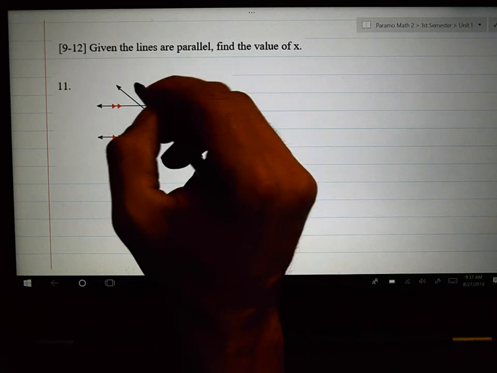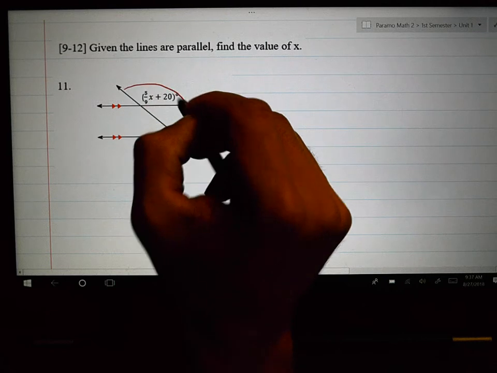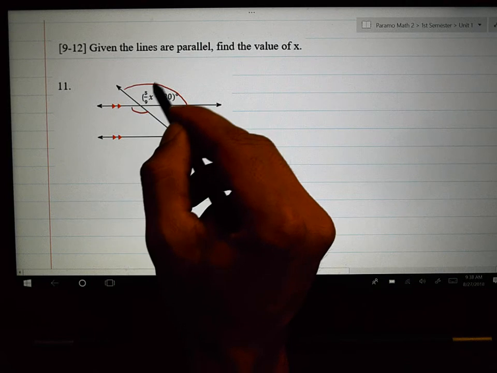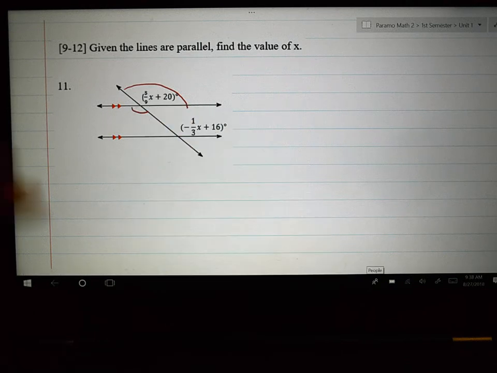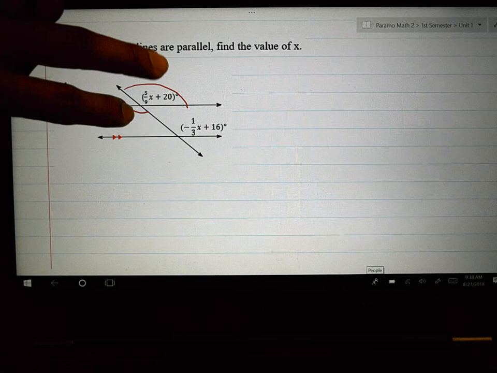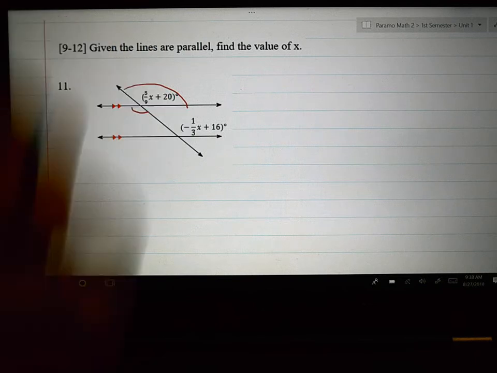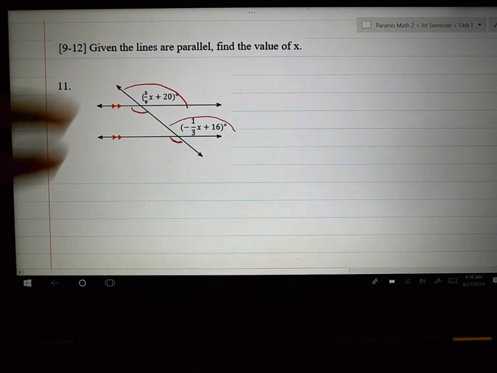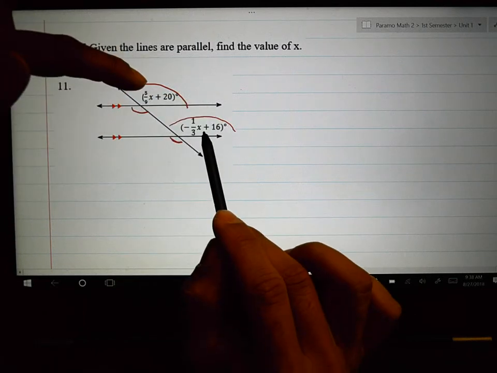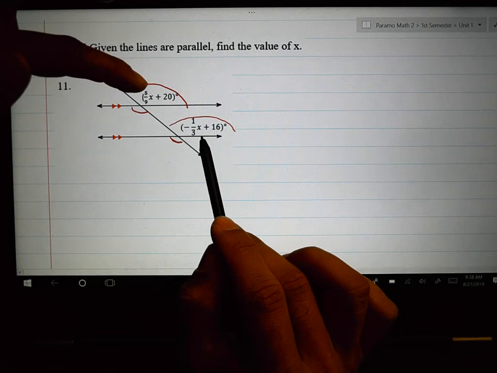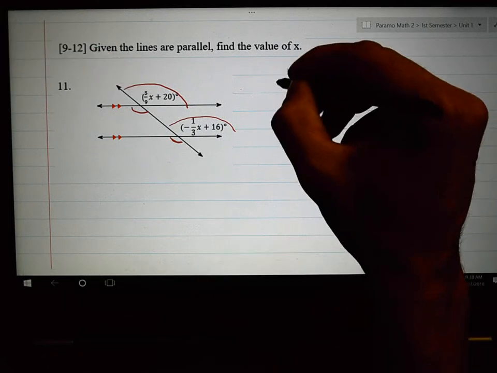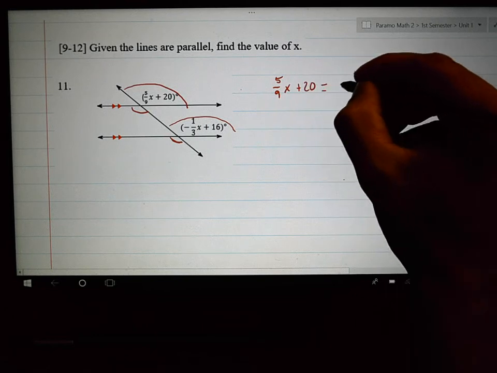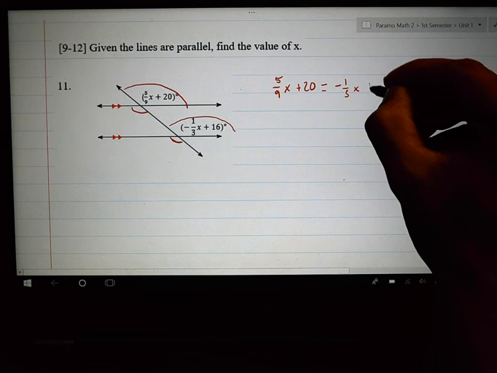First thing I do. This is one of my angles. It's in the upper right corner. I know its vertical angle is the same. These two are congruent to each other because they're vertical angles. Top right, bottom left. And I slide down the transversal, and I know that means this angle and this angle are congruent to each other as well. What does that mean about these two? Are they the same, or do they add to 180? So you set them equal to each other. 5/9 x plus 20 equals negative 1/3 x plus 16.